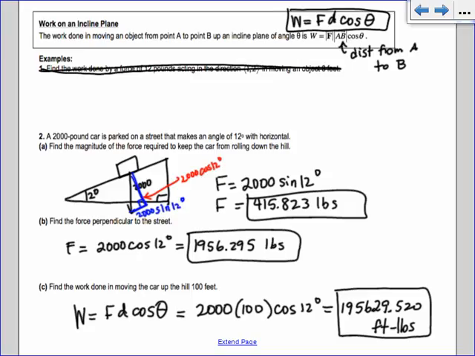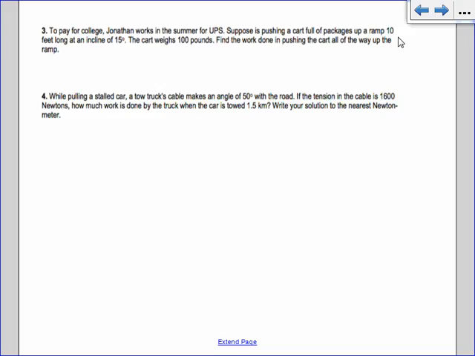Okay, number 3. It says to pay for college, Jonathan works in the summer for UPS. Suppose he's pushing a cart full of packages up a ramp that's 10 feet long at an incline of 15 degrees. The cart weighs 100 pounds, so that's going to be the thing that's straight down. Find the work done in pushing the cart all the way up the ramp.